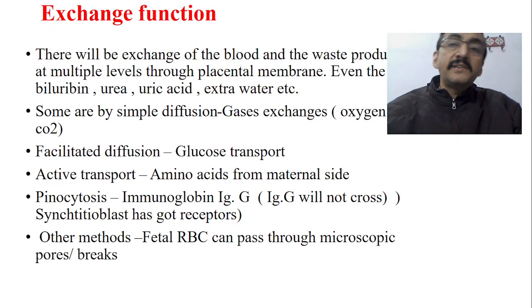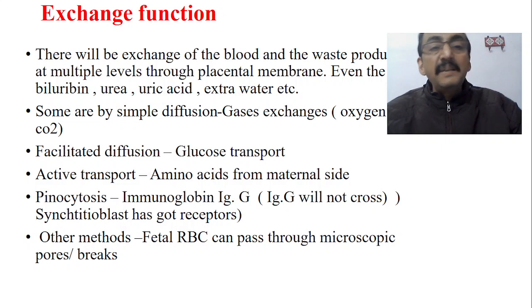Now look at the exchange functions of the placenta. There will be exchange of blood and waste products at multiple levels through the placental membrane. Even bilirubin, urea, uric acid, and extra water get excreted. How does this exchange take place? Sometimes it takes place by simple diffusion, just like gaseous exchange of oxygen and CO2. Sometimes facilitated diffusion is used, like glucose transport.